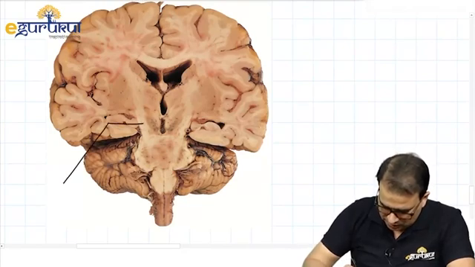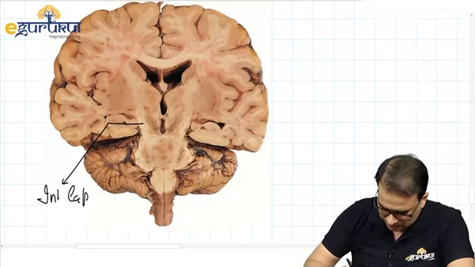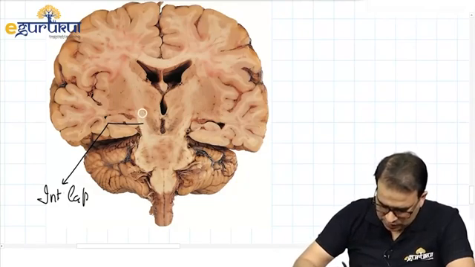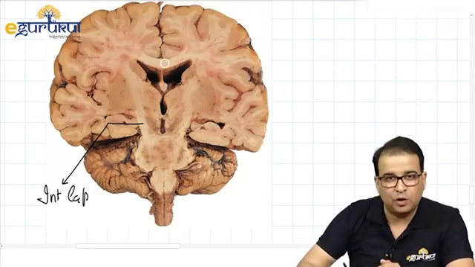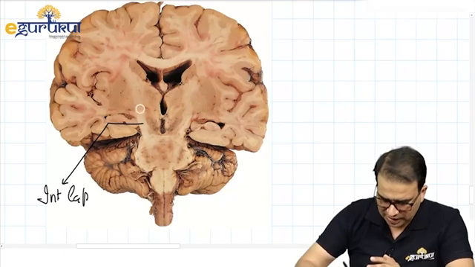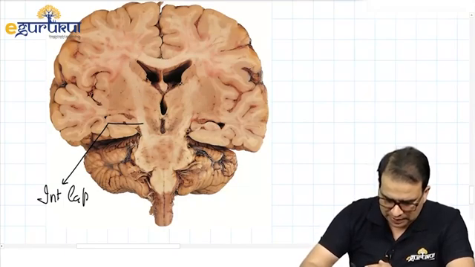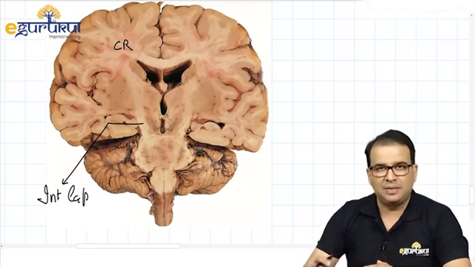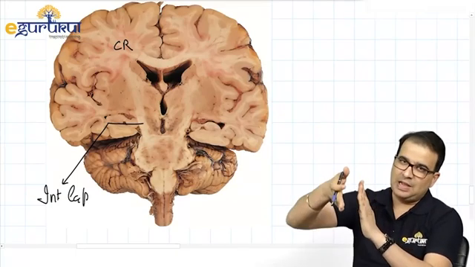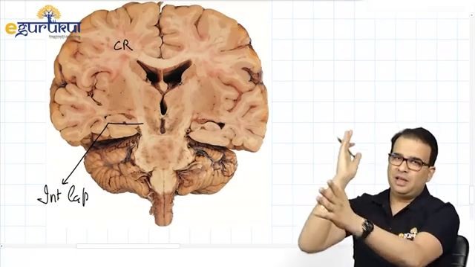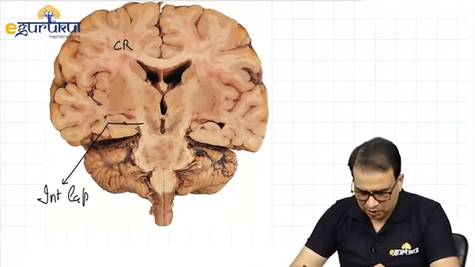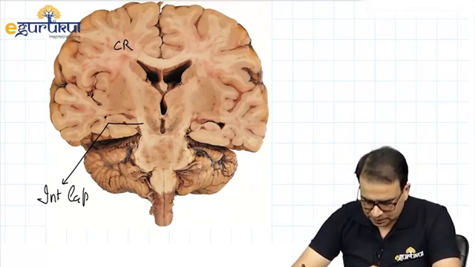Let me mark all these things on one side here. That is the internal capsule. And once you see this internal capsule reaching the level of the corpus callosum, can you see the white matter clearly? Once it reaches the level of the corpus callosum, it radiates in the cerebrum, and that's what we call the corona radiata. The internal capsule, once it reaches the level of the corpus callosum, you see it radiating and going into the respective part of the cerebrum. That is called the corona radiata.